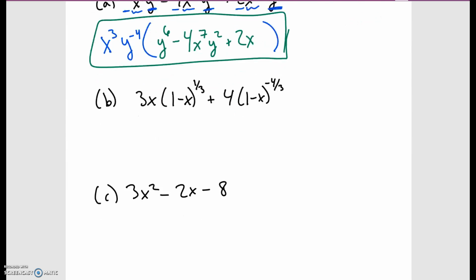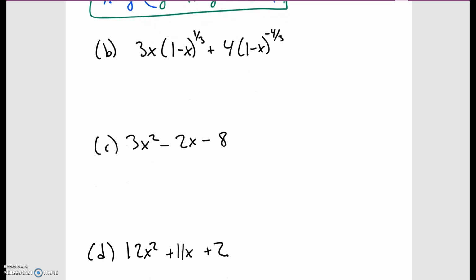Now for this next term, what we want to do is look at what they both have in common. Well, a 3 and a 4, we really can't do anything with it. This one has an x, this one doesn't have another x. But what we do have is this weird term, 1 minus x. So that's what we're going to take out, 1 minus x, but to what power? Well, what's lower, negative 4/3 or 1/3? The lowest one is going to be negative 4/3, because negative 4/3 is less than 1/3.